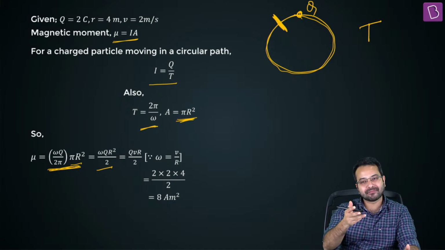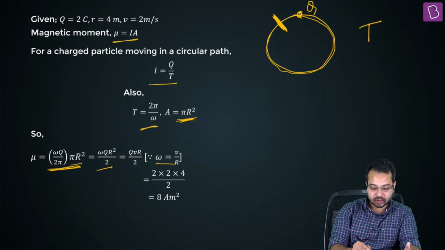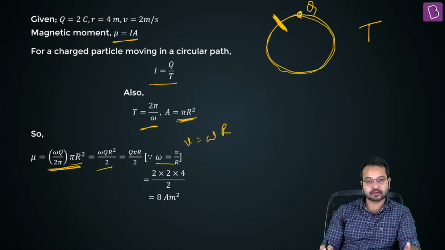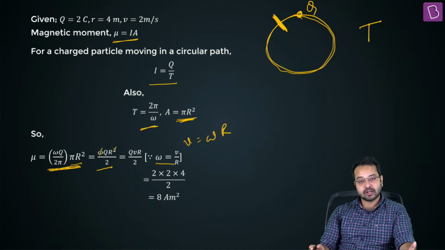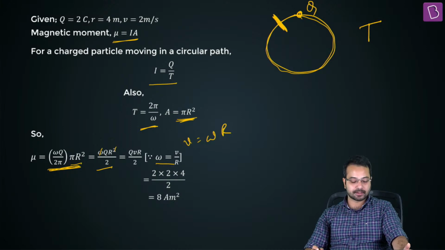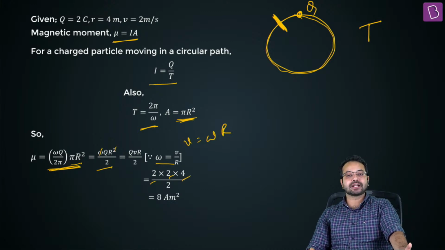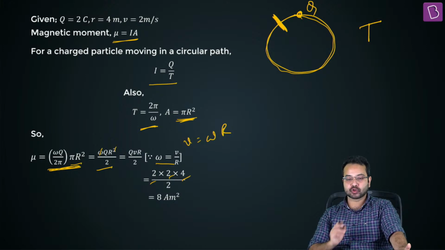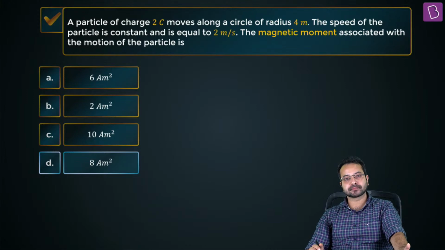Now we can do a little bit of manipulation here as well. Now we know that omega is equal to v by r. So v will be equal to omega r. So this omega and this r, we can write as v. So this is going to become qvr upon 2. And we have all these quantities supplied to us. So we know the charge, the velocity, and the radius. When we calculate that, we're going to get 8 ampere meter square. So option D should be my right option.